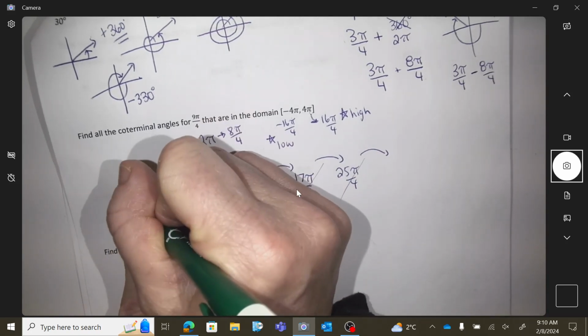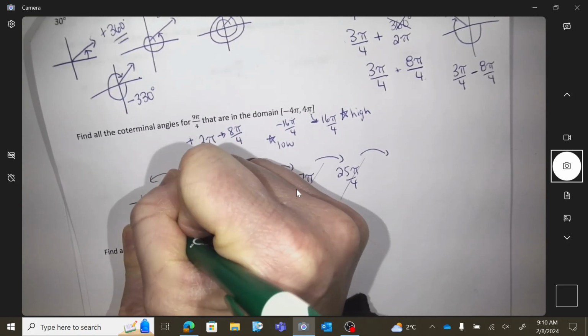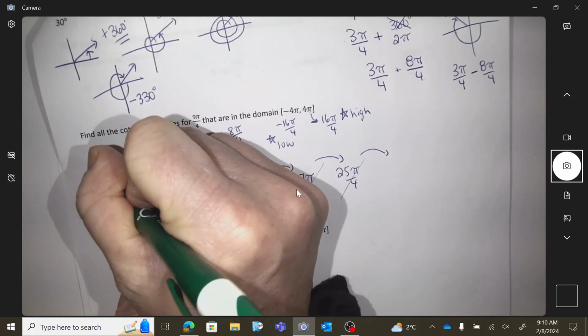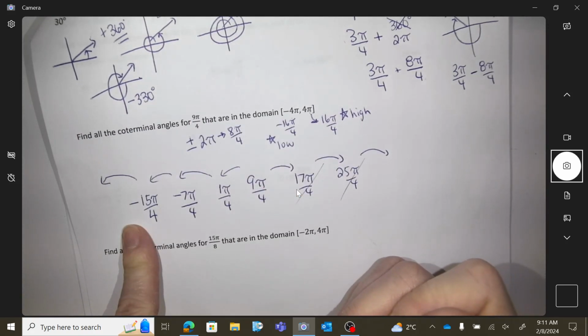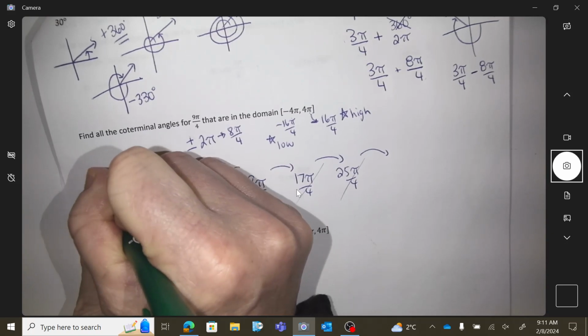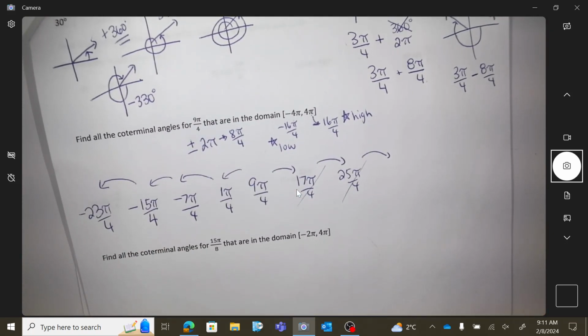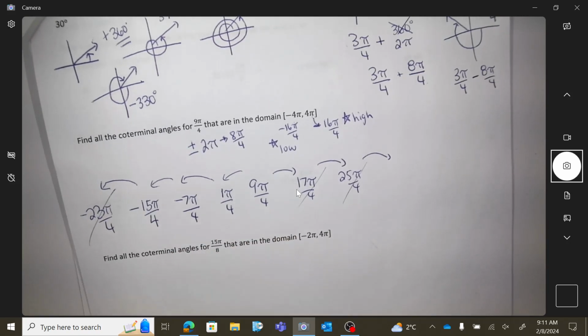If I went down by 8, it'd be at negative 15. If I went down 8, uh-oh, I've gone too far now on that one, right?